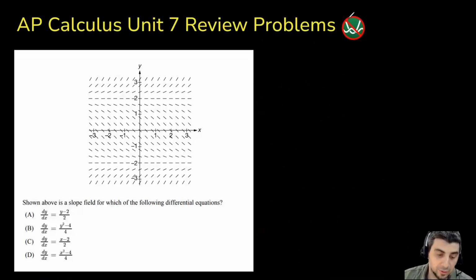So here's another slope field question. Shown above is a slope field for which of the following differential equations? Well, in this case, we need to match which differential equation lines up with this slope field.